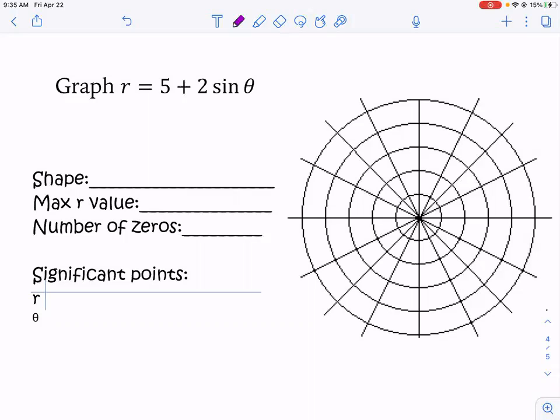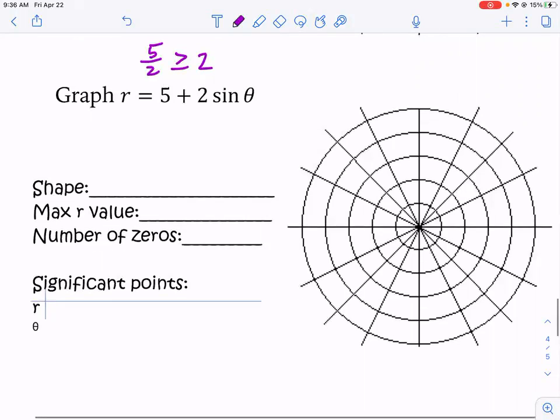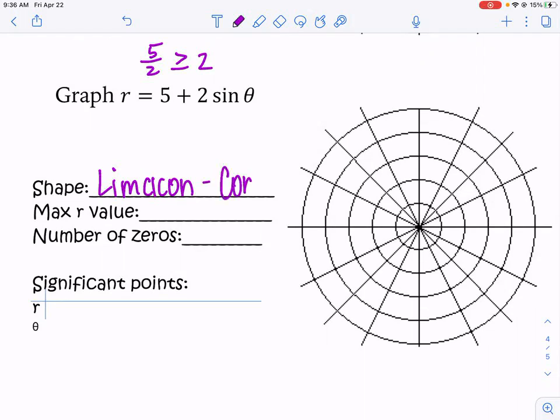Okay, so this is our last example. R equals 5 plus 2 sine theta. A divided by B is 2 or bigger. So this is a convex.